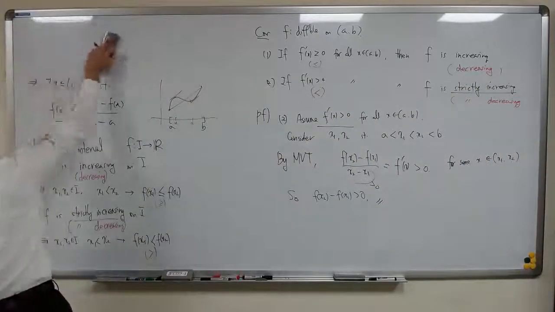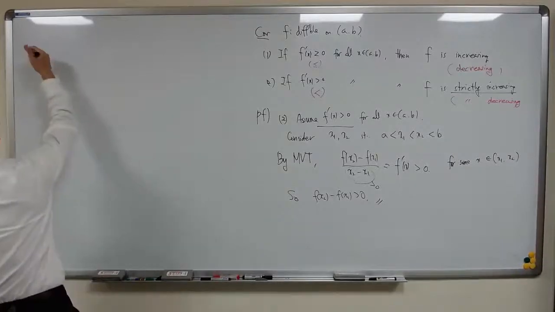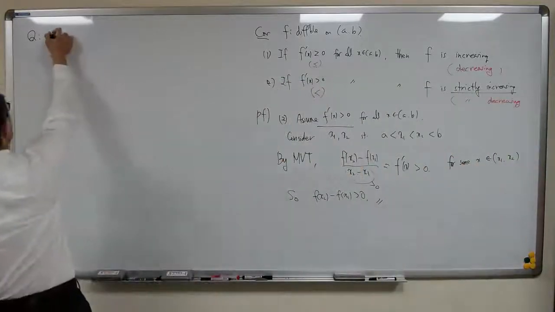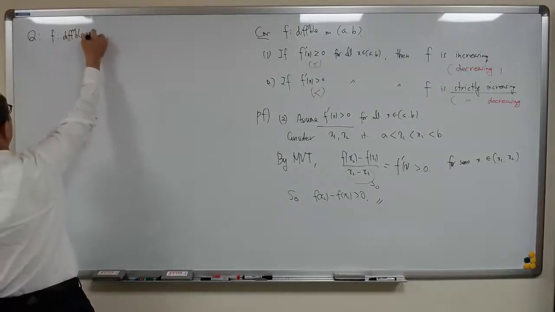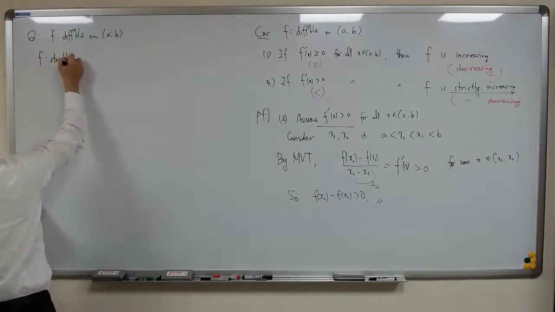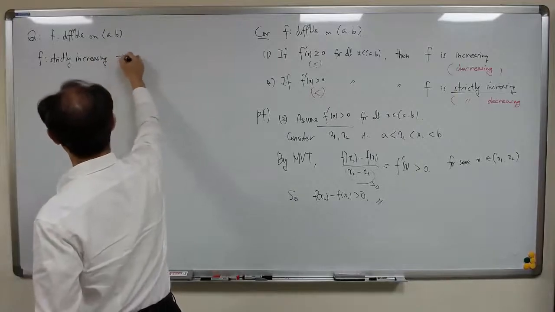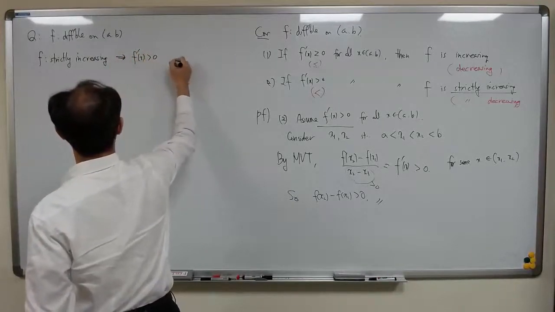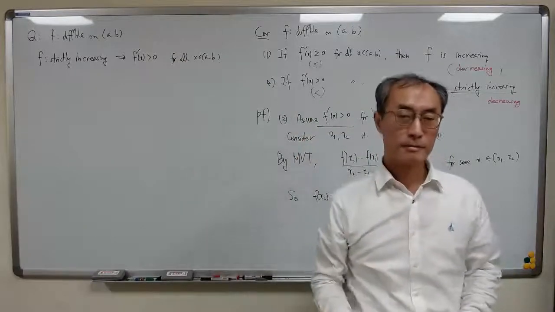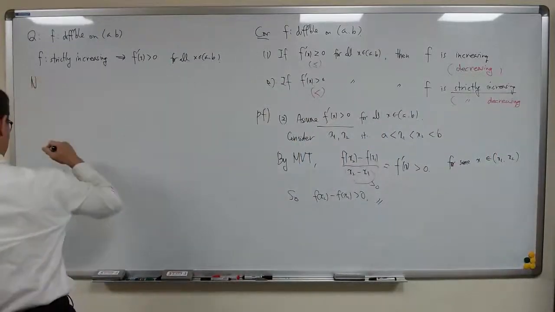Now, what about the converse of that statement? Is it true? The question is, suppose the function f is differentiable on the interval from a to b, and function f is strictly increasing. Does it guarantee the derivative is strictly positive for all x? Is it true or not? This question, too, has a negative answer.